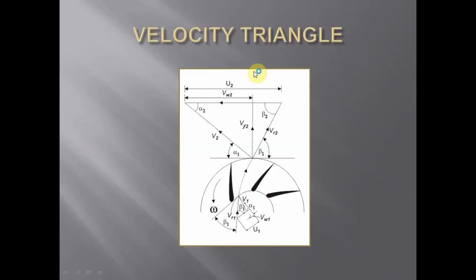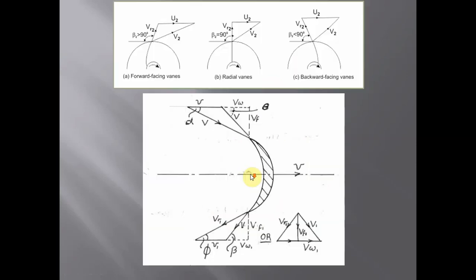Next is the velocity triangle in the pumps. U1 is the initial velocity and U2 the final velocity, V1 the initial velocity, and Vw2 the final whirl velocity. This is the beta angle with respect to the horizontal, and this is the alpha angle, with V2, Vf2, and beta 2, Vr2. So this is the velocity triangle when it is rotating with the impeller.